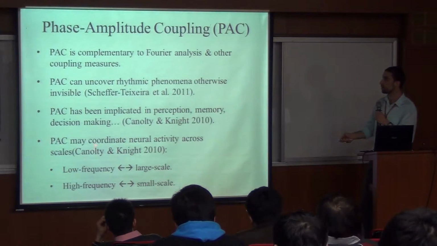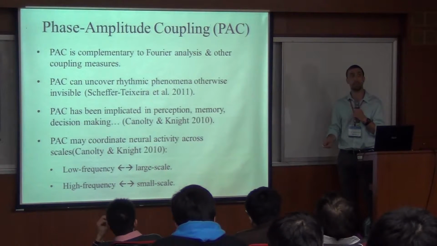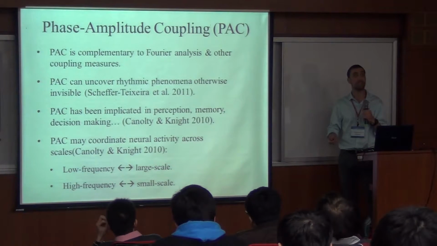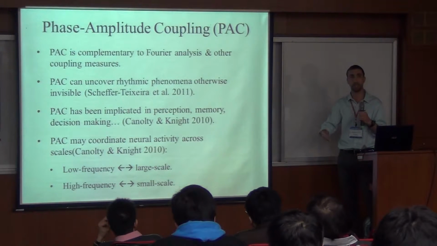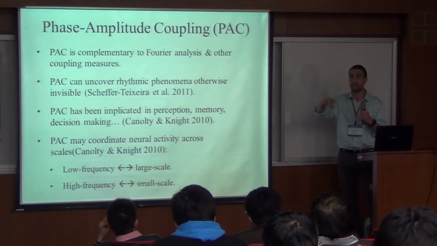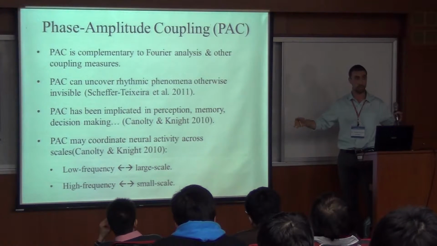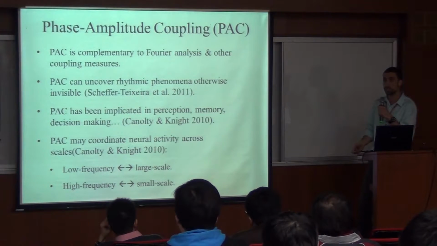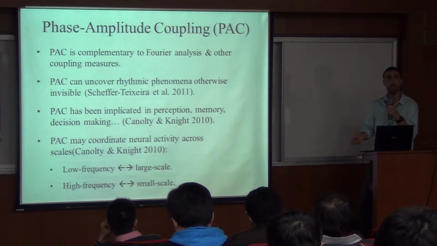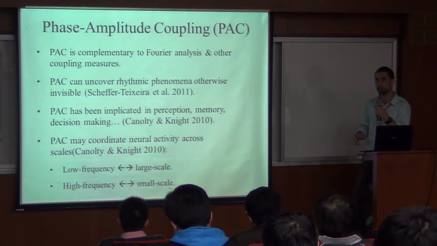Finally, there are some very interesting general hypotheses about how phase-amplitude coupling may be involved in the coordination of neural activity across scales. Because, as I mentioned, high-frequency oscillations are associated with activity of small populations of neurons, whereas low-frequency oscillations are associated with activities of large populations of neurons. So when you have interactions between low and high frequencies, these may be accompanying interactions between large and small populations of neurons. Okay.